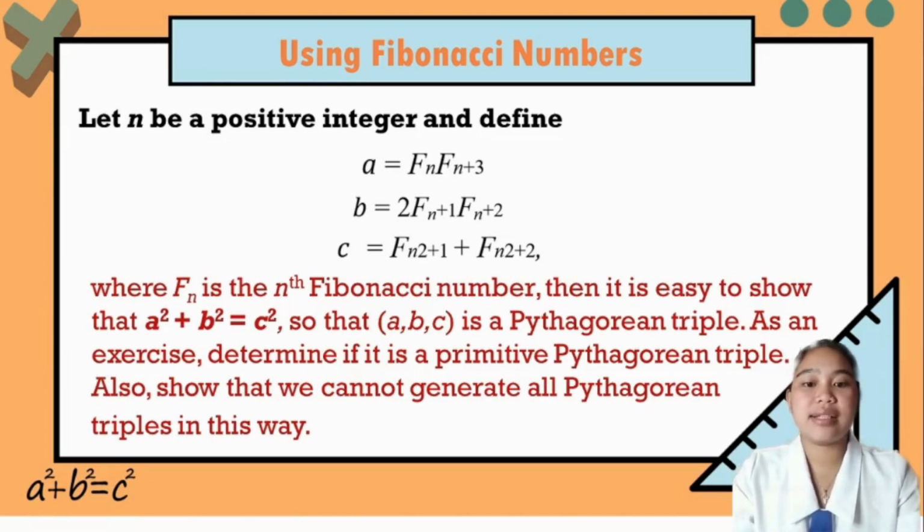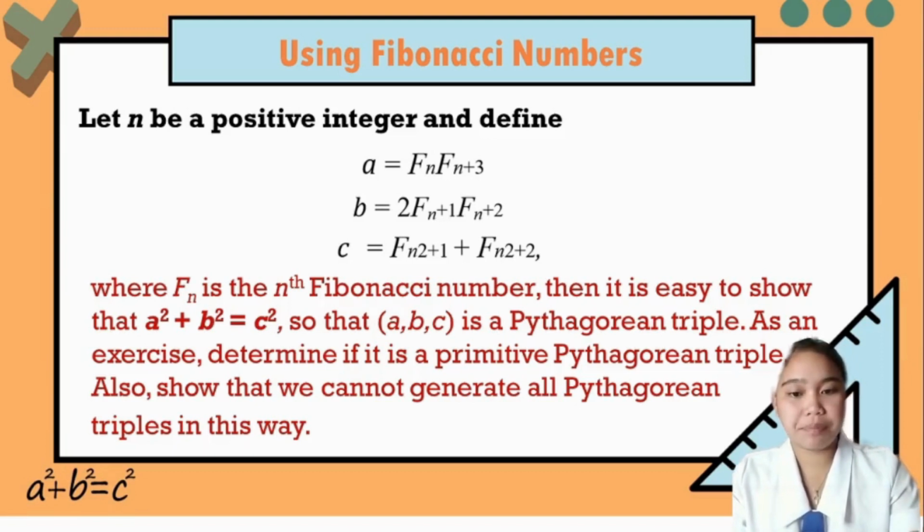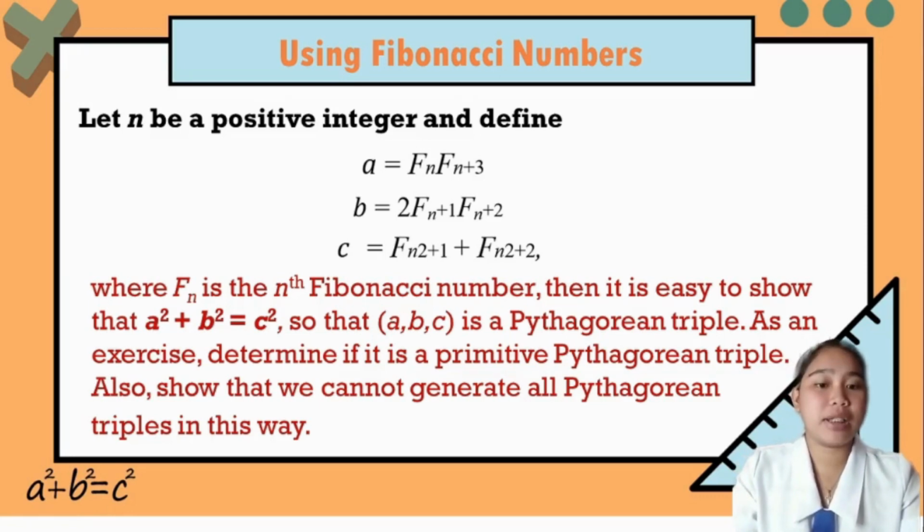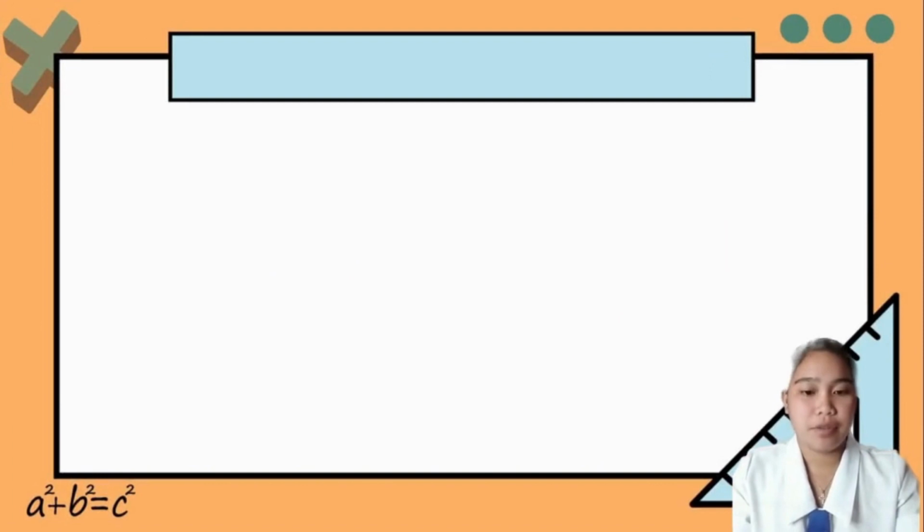As an exercise, determine if it is a primitive Pythagorean triple. Also, show that we cannot generate all Pythagorean triples in this way. So how can we say that it is a primitive Pythagorean triple? If the three natural numbers a, b, c are relatively prime, then we can say that it is a primitive Pythagorean triple.